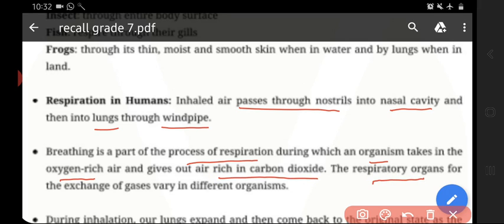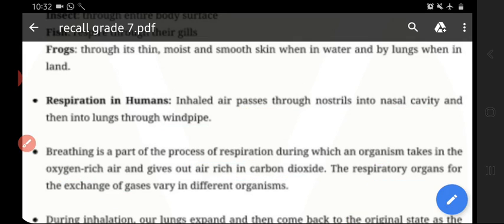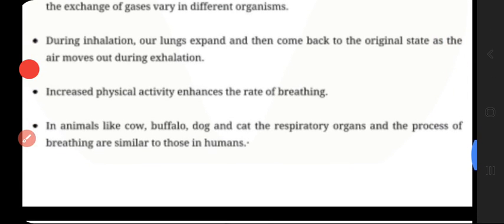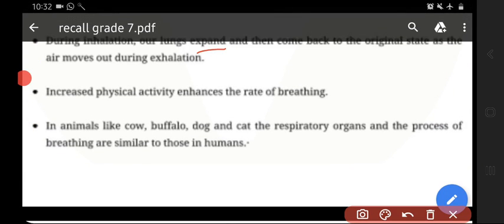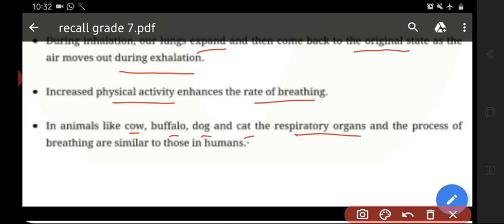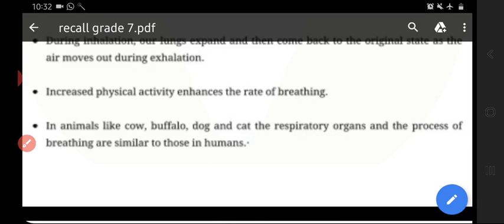The respiratory organs for the exchange of gases may vary in different organisms. During inhalation, our lungs expand and then come back to their original state when air moves out during exhalation. Increased physical activities like exercise, running, jumping enhance the rate of breathing. In animals like cow, buffalo, dog, and cat, the respiratory organ and the process of breathing are similar to those in humans.